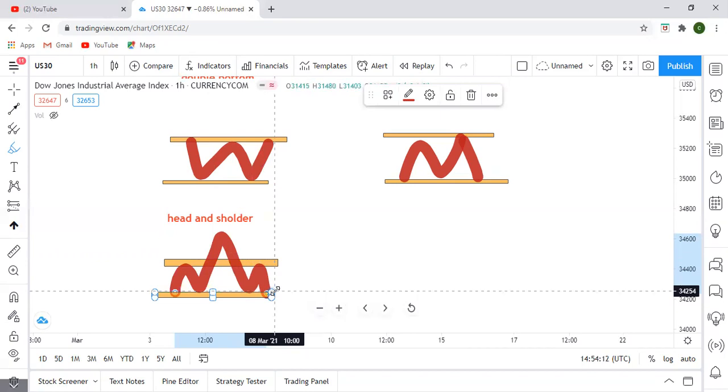We are left with one. We had your W, we had your M, and right now we are having your head and shoulder. This head and shoulder happens on. Let's close this.